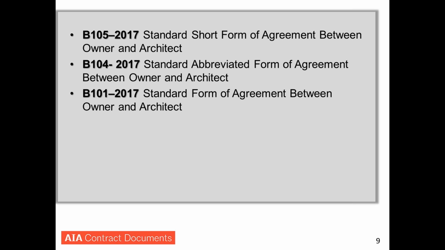You might also note that all of these documents have 2017 dates on them. They're all in our A201 family that was updated and published in the spring of 2017. And if you use these documents or you're interested in using them, we have a lot of resources available on our website that help you to see and understand the changes that were made in 2017.